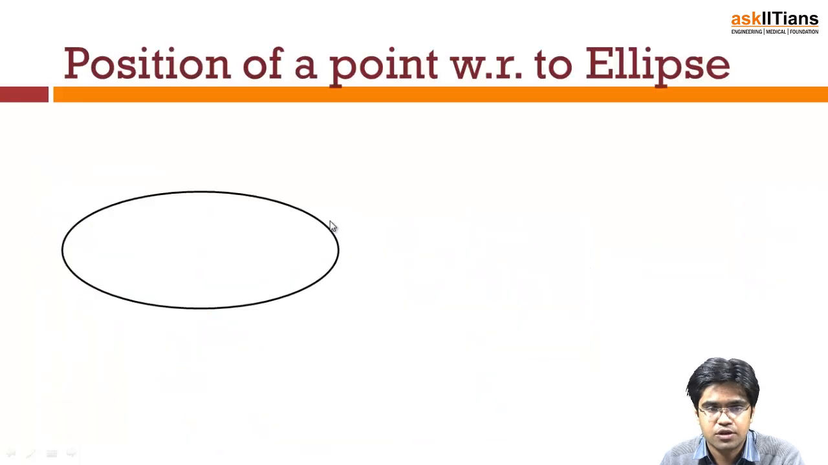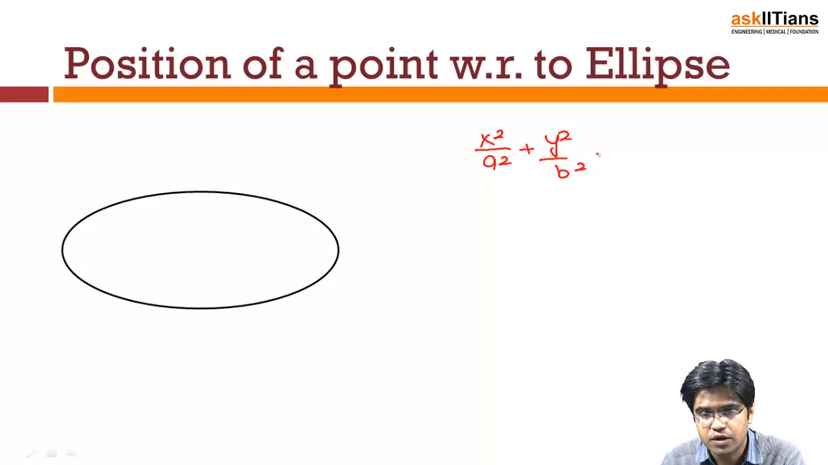Let's move to the next concept, that is position of a point with respect to an ellipse. Let's say that the equation of this ellipse is given by x square by a square plus y square by b square is equal to 1. If this is the equation of the ellipse, there can be three cases possible. Suppose there is a general point (h, k).